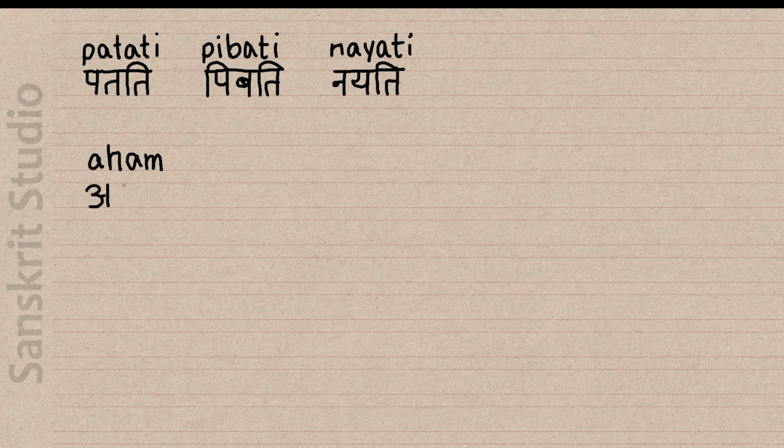a sound, and then we do ha, which looks something like this, ha, and then we do an m, ma, but there is no a here at the end, so we have to take away that final a with a special stroke here under the m here. So that's aham.